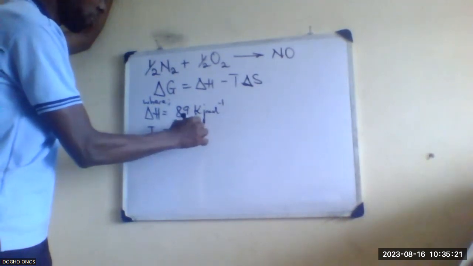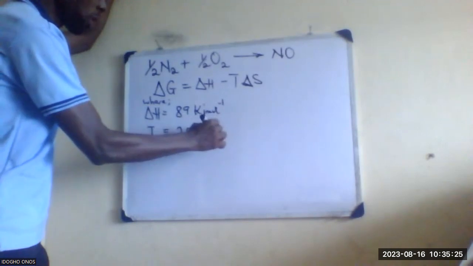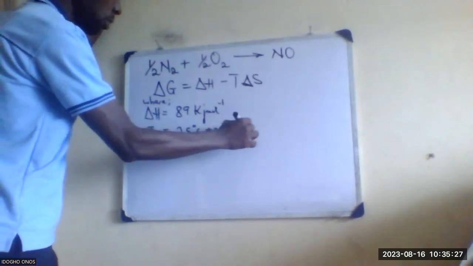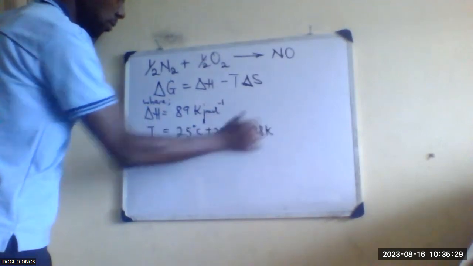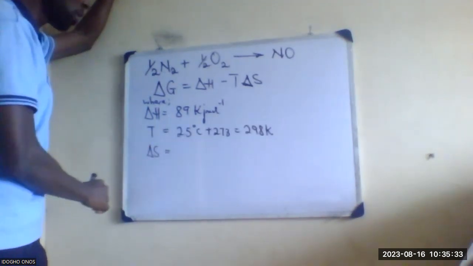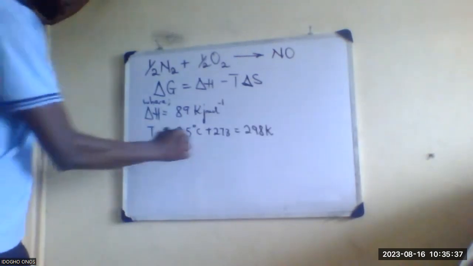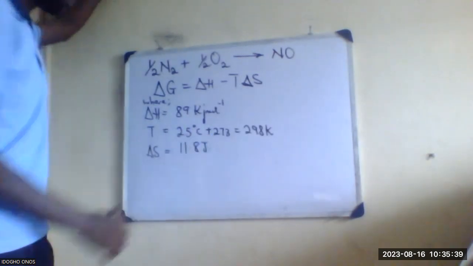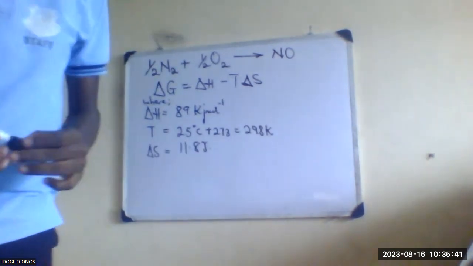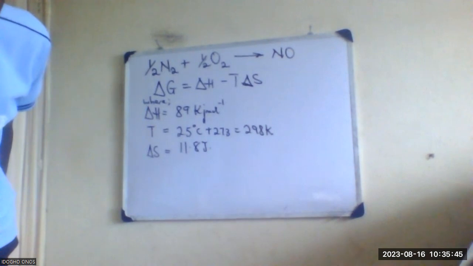So temperature is 25. Remember I said it must be in Kelvin. So you do plus 273, which will give me 298. Then the delta S, which is your change in entropy, as 11.8 joules. Right? Yes.